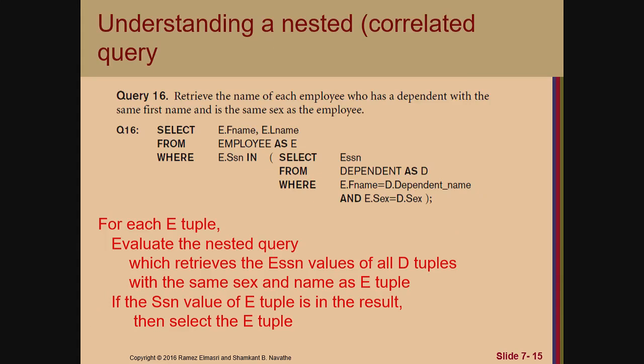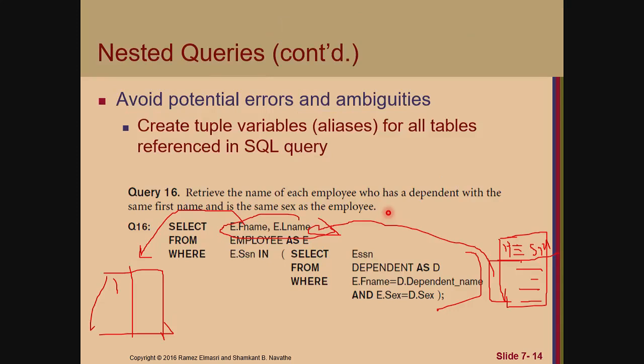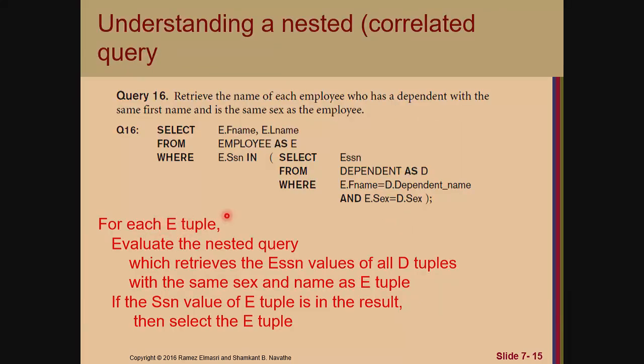Okay, so the other one is also similar. Understanding a nested or correlated query. Okay, retrieve the name of each employee who has a dependent with similar, right? Query 16. Okay, similar one. For each E tuple, evaluate the next query which retrieves the ESSN value of all D tuples within the same set and the same sex as the E tuple. If the SSN value of the E tuple is in the result, then select the E tuple. So this is the explanation of this query.